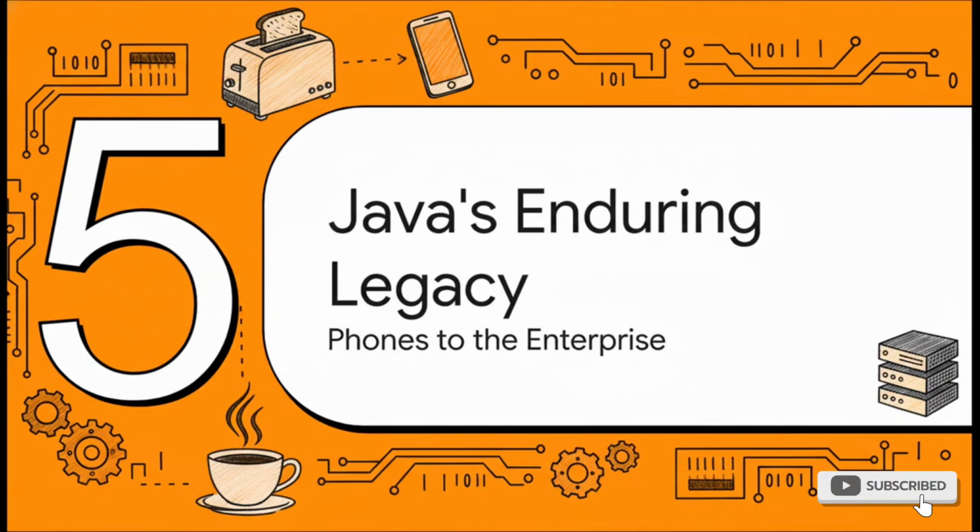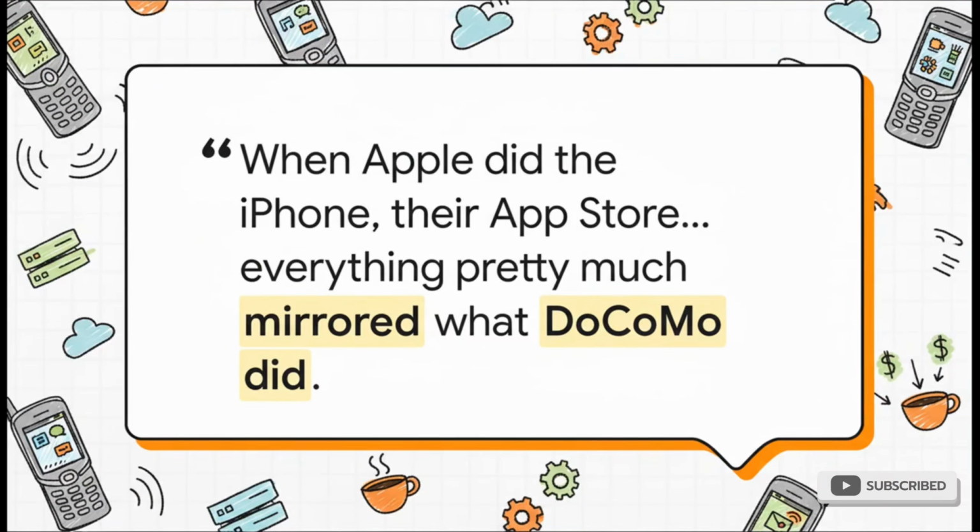So, this obsessive focus on stability and platform independence, that's exactly why Java's legacy has been so powerful. The principles they laid down for smart toasters back in the 90s ended up shaping the technology that we still rely on every single day. And get this, for a piece of that legacy, it's pretty mind-blowing. Years before the iPhone even existed, the Japanese telecom giant NTT Docomo built this revolutionary mobile platform called iMode, and it was all powered by Java.